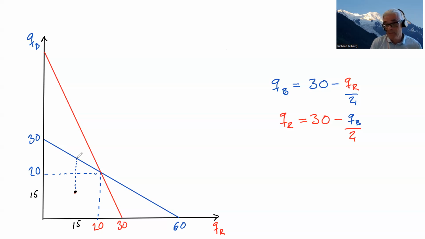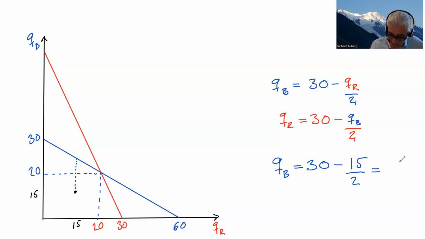So if blue, for some reason, thought that red would be producing 15, I could think that blue would also be producing 15, but this is a one-shot game. They're behaving non-cooperatively. And our prediction would be no, blue would not be producing 15. Instead, blue would be producing whatever's given by her best response function. So in this case, 30 minus, then we plug in 15 divided by 2 here. So that would be 22.5, right?